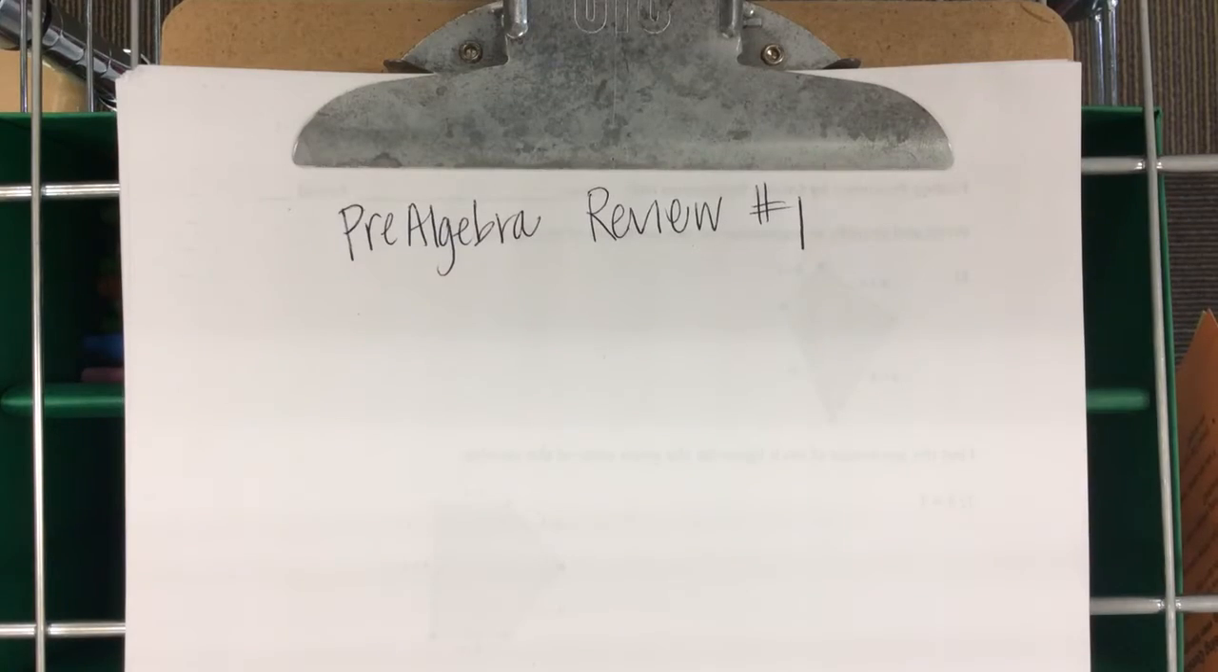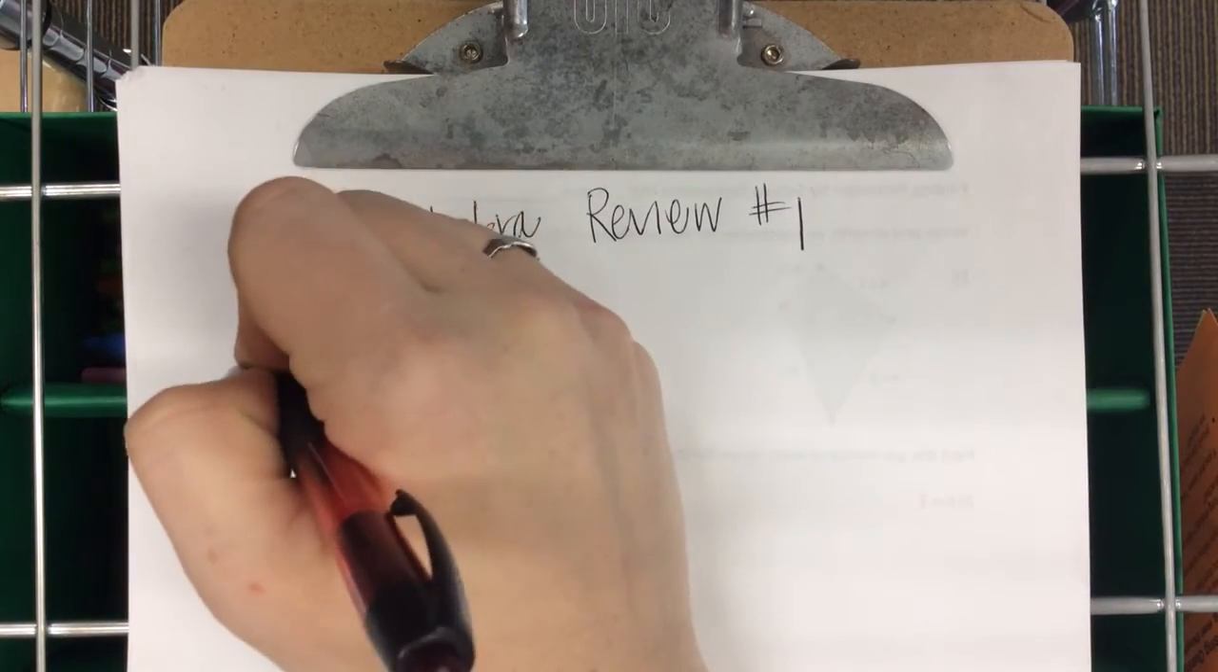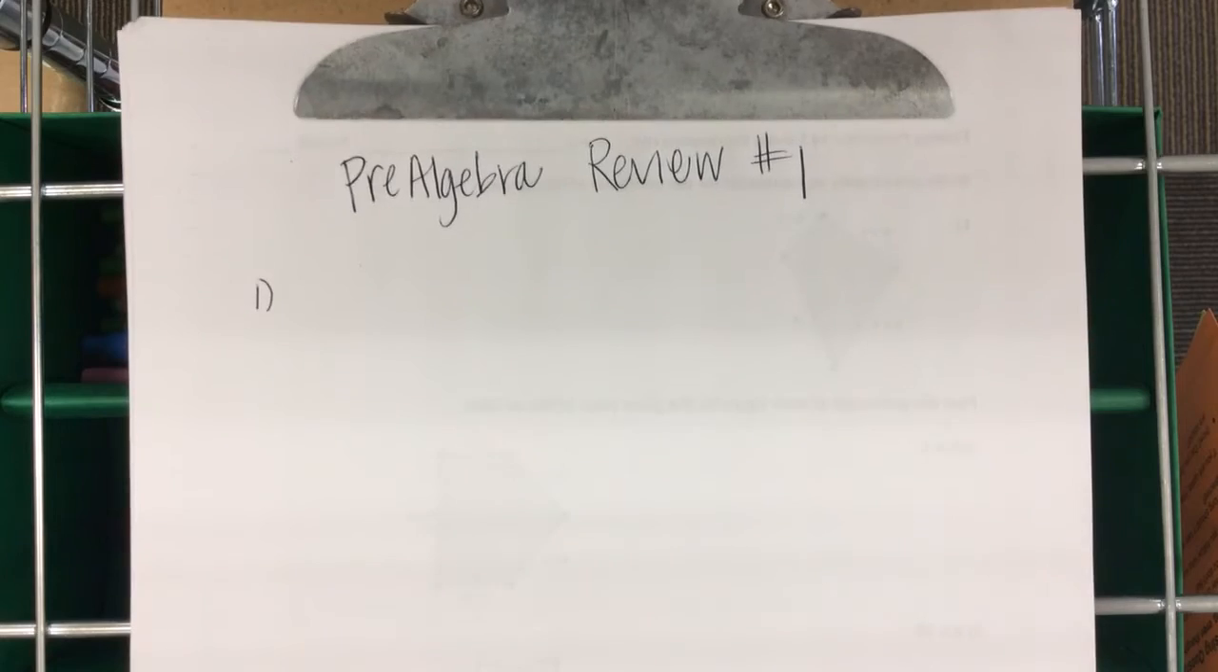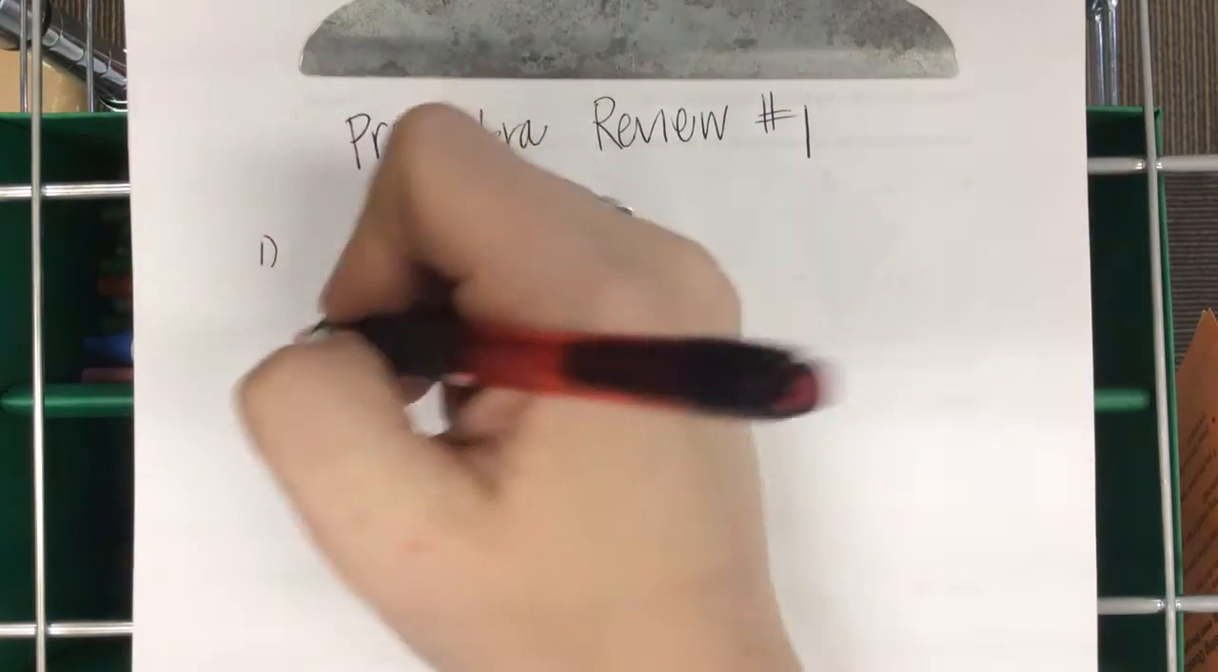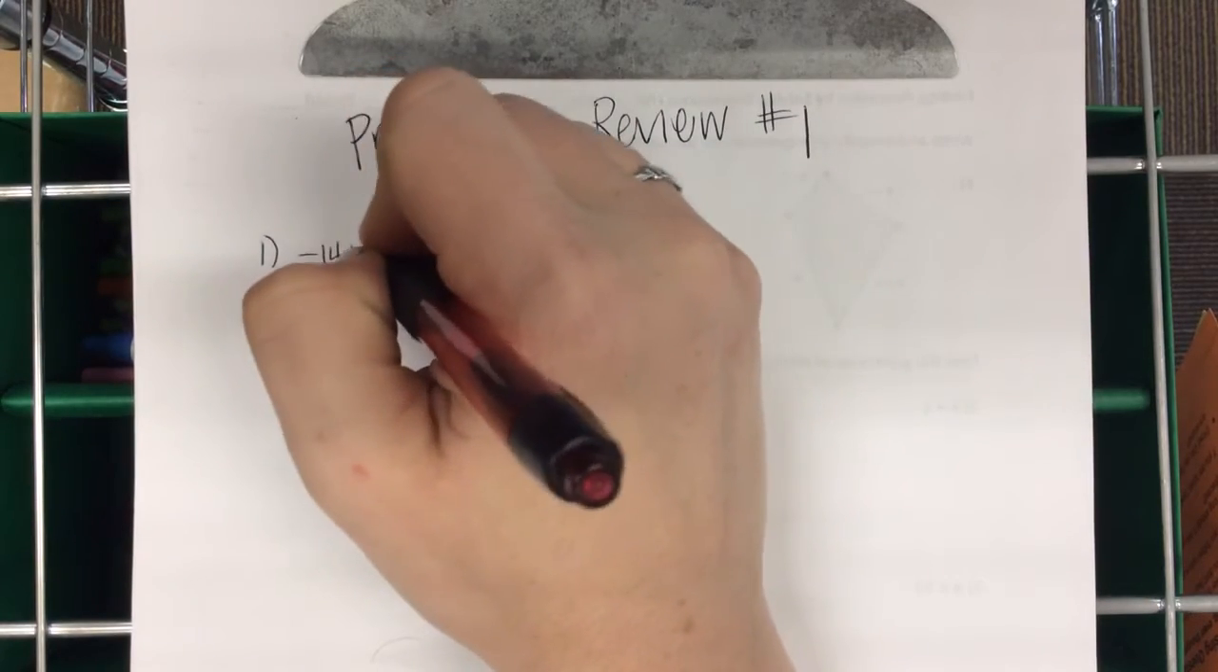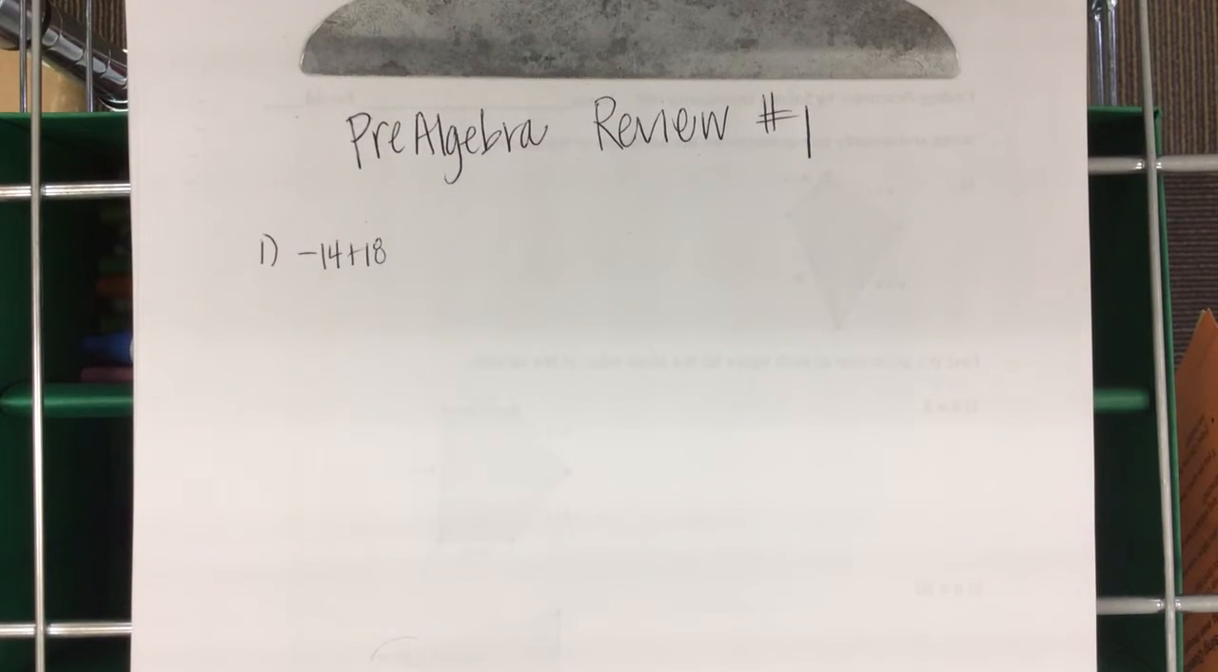Number 1. Here we go. Problem number 1 was pretty simple. Problem number 1 was a basic math problem. Negative 14 plus 18. Here's my question. Who can tell me the rule for it?